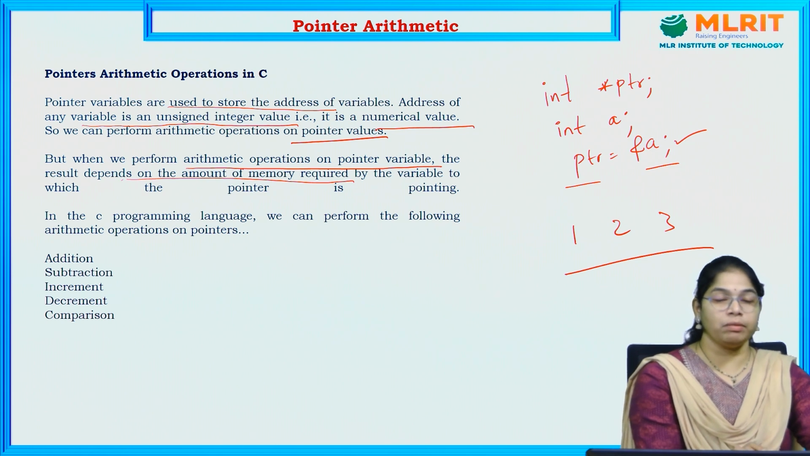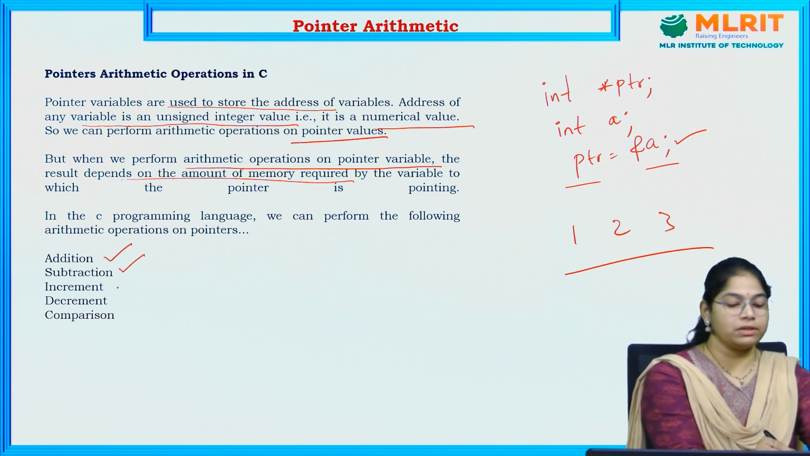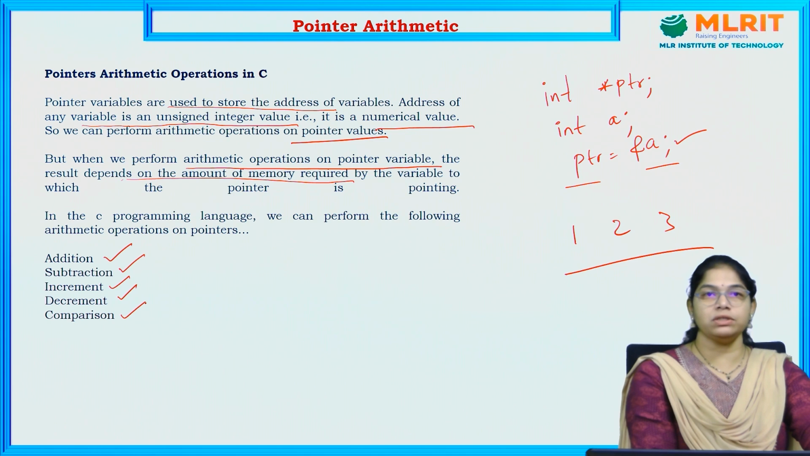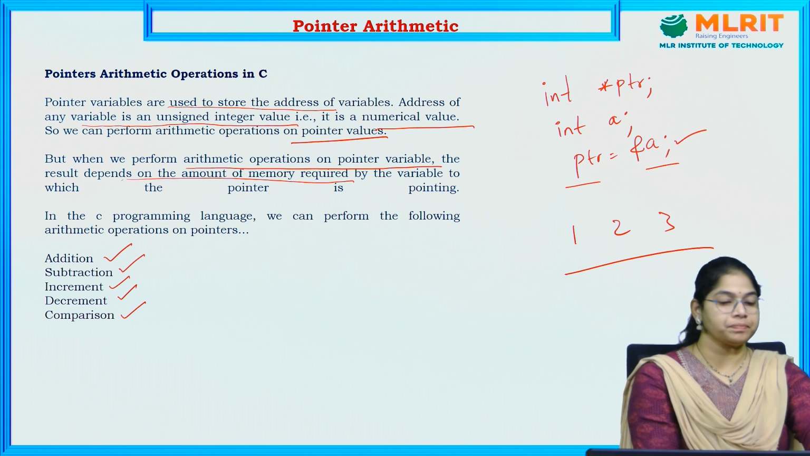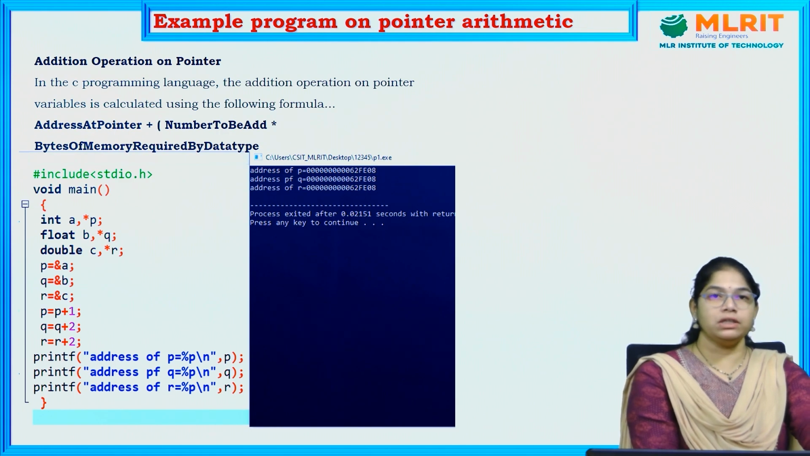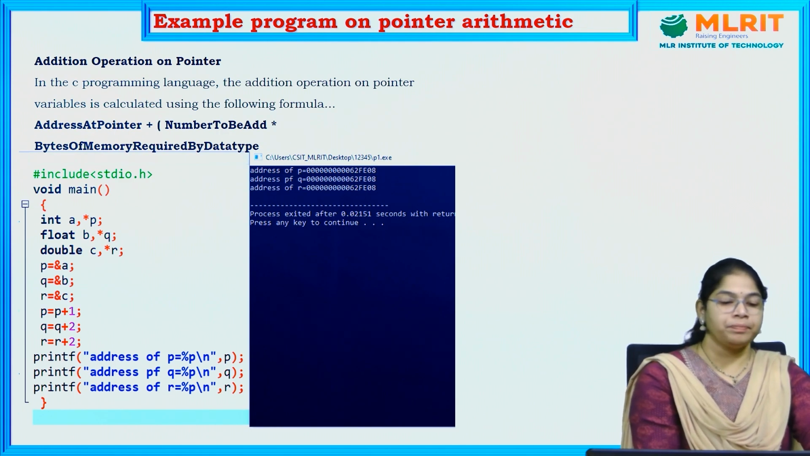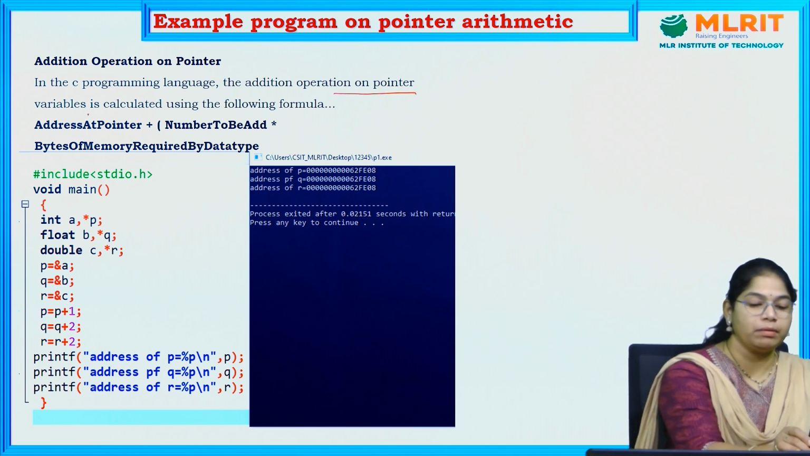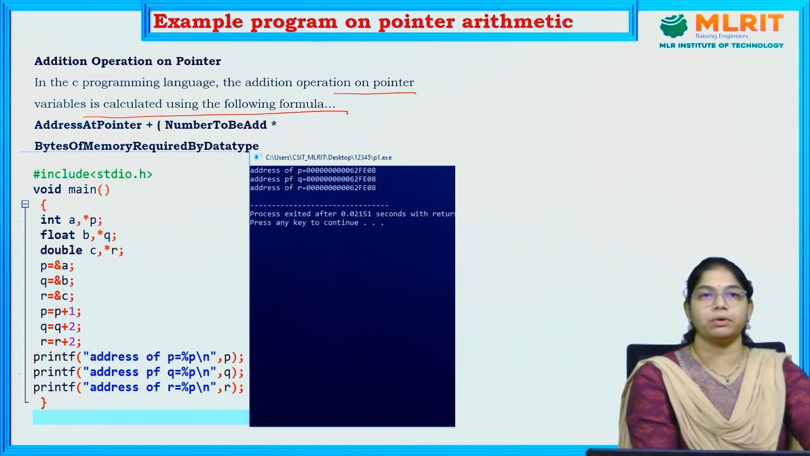In the C programming language, we can perform the following arithmetic operations on pointers: addition, subtraction, increment, decrement, and comparison. So the arithmetic operations we can perform on pointers are addition, subtraction, increment, decrement, and comparison. Coming to the addition operation on a pointer, in C the addition operation on a pointer variable is calculated using the following formula.